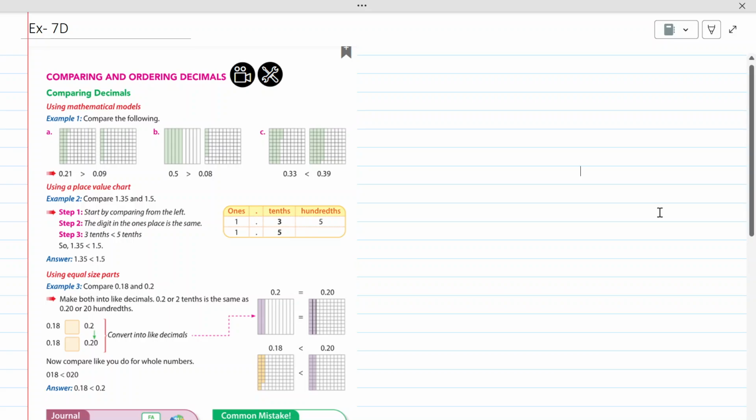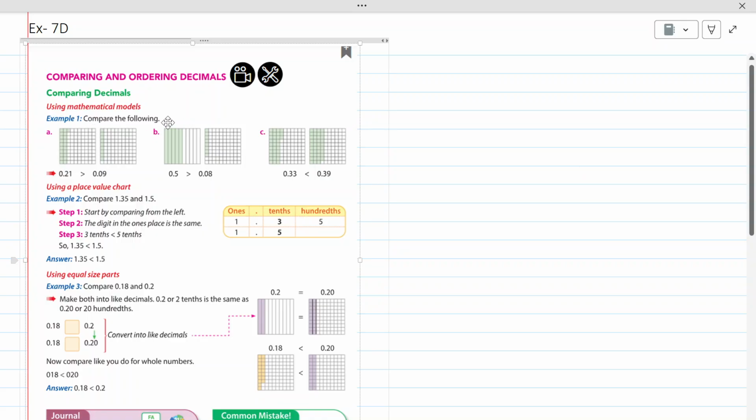Hello kids. In today's class, we are going to start with the concept of comparing and ordering the decimals. When I say comparing the decimals, it's like the general comparison, how we compare the whole numbers, how we have compared the fractions. Now we will learn how we have to compare the decimals. There are three ways given here for comparing the decimals.